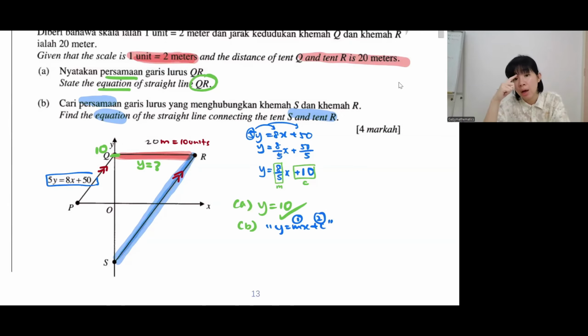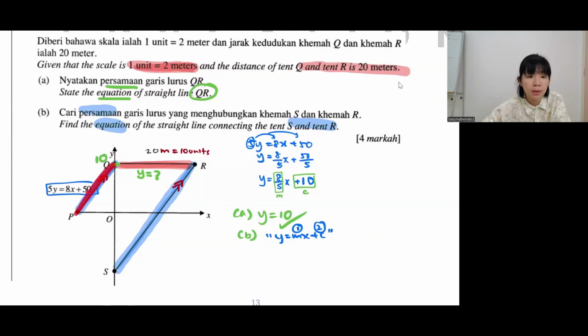Don't have two coordinates, but it's okay because these two lines are parallel. QP is also parallel to RS. So do we know the gradient of QP? How much? The gradient of this line, we already know from the beginning. Yes, it's 8 over 5. So our gradient is 8 over 5. The same goes for the gradient here, 8 over 5. Okay, y equals 8 over 5 x plus c.